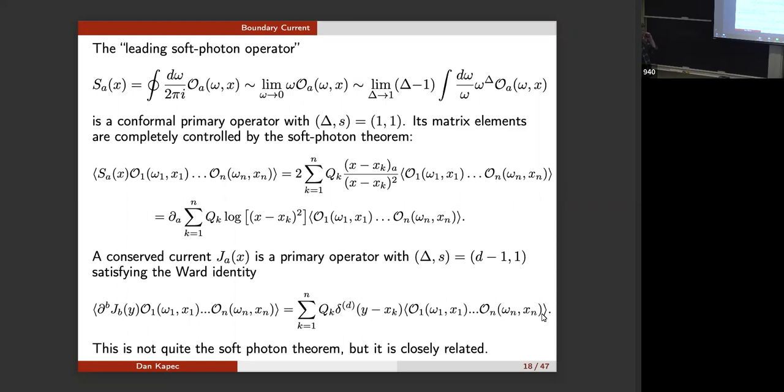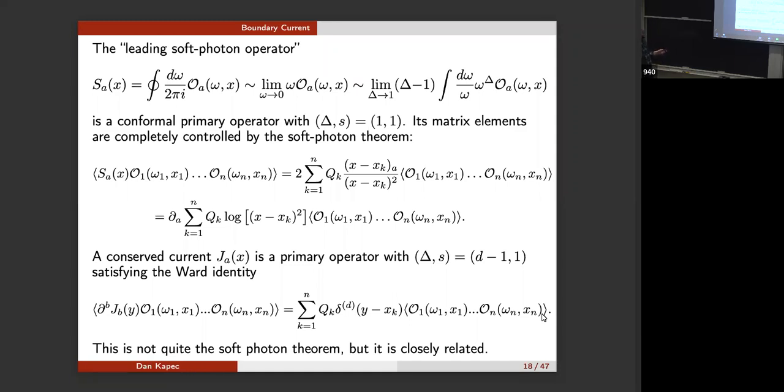Now, what we're interested in is a conserved current in a d-dimensional Euclidean conformal field theory. And that's a conformal primary operator with dimension d minus 1, spin 1. And its sort of defining property is that it satisfies a shortening condition. So if you take its divergence, a particular descendant, inside of a correlation function, then it'll only have contact term support, where you have other operators which are charged inserted at those points. And the coefficients of those contact terms are just the charges for those local operators. Now, this isn't quite the soft photon theorem, but it does seem to be related, right?